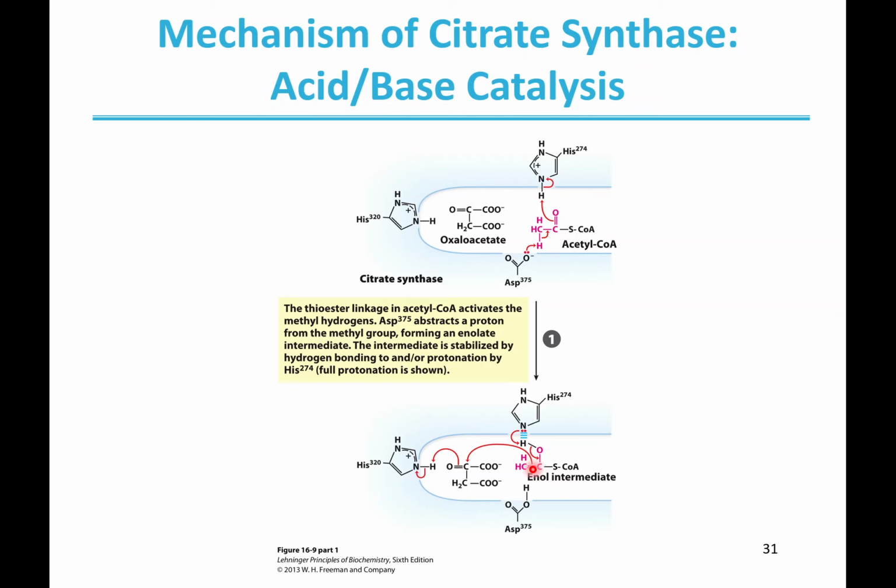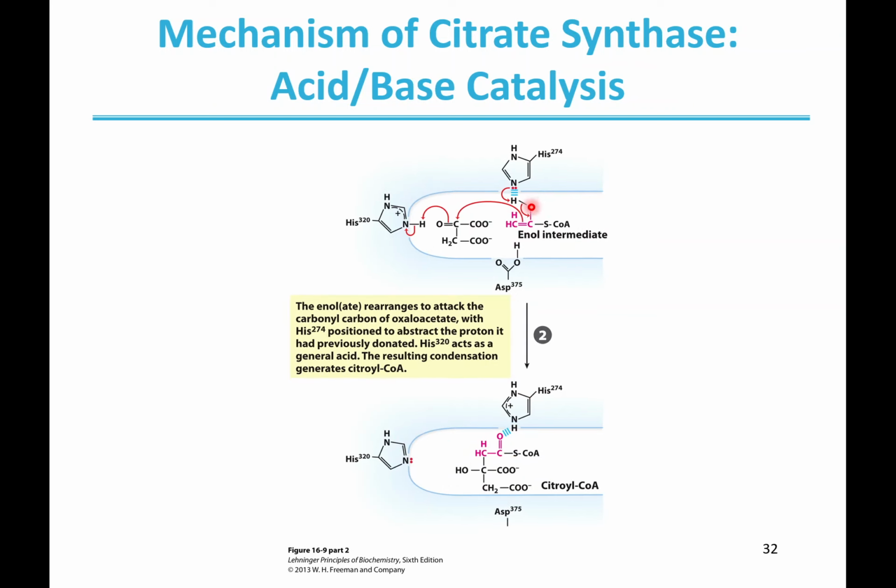Ene means a carbon-carbon double bond, and ol means an OH group, an alcohol group. That has this hydrogen bond interaction with the histidine. That's a very active compound, this enol, and then, following the electrons, the double bond here can attack the carbonyl carbon in oxaloacetate, and that connects this together and forms that carbon-carbon bond.